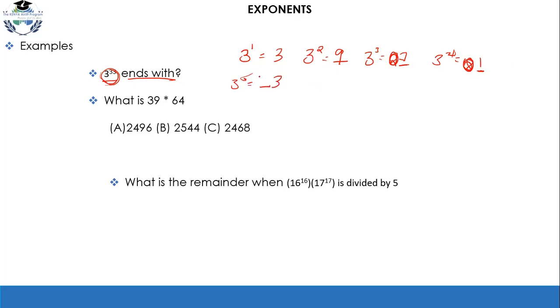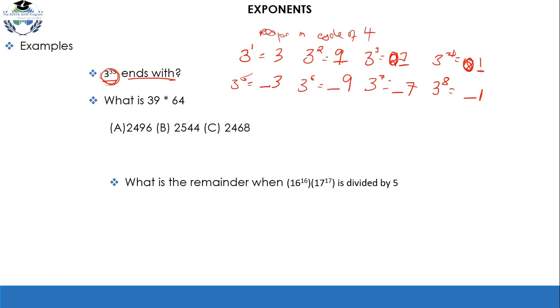So 3 power 5 is 3. 3 power 6 is going to be something that ends with 9. Of course, you can confirm this with your calculator. Try doing 3 six times there, you'll find something that ends with 9. 3 power 7 is going to be something that ends with 7. And then 3 power 8 is going to be something that ends with 1. So 3 repeats in a cycle of 4. After 4 powers, the units digit is going to start repeating itself.